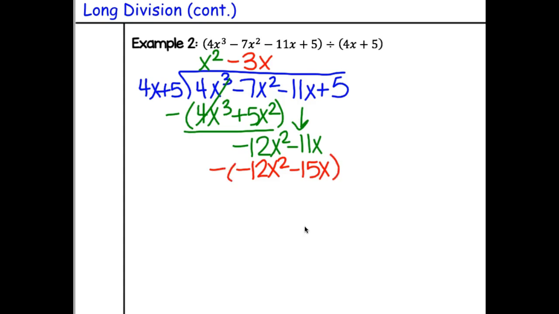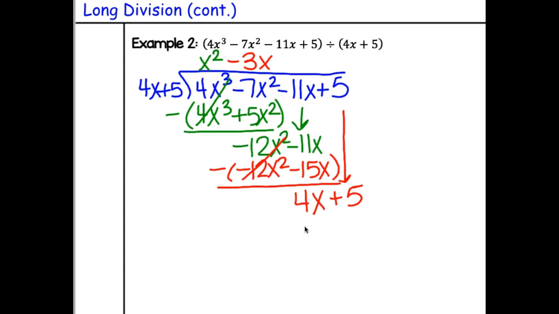I subtract that whole quantity. We cancel the first terms. Then we have -11 minus -15, which is positive 4x. And then we drop the 5 down, so we have plus 5. That's exactly what we have up there.